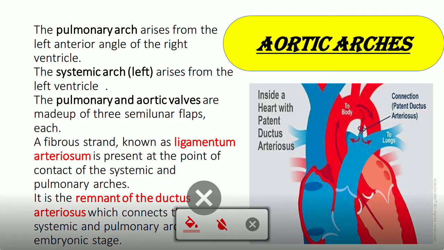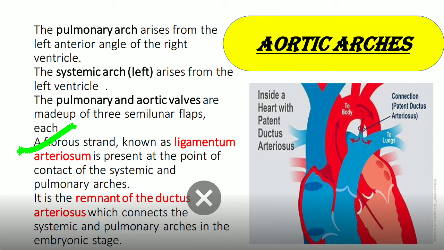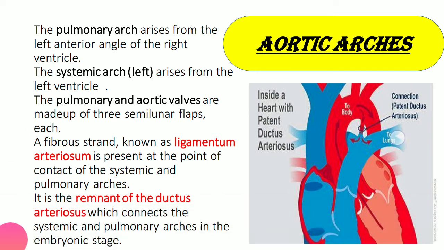This connection is the ductus arteriosus, and a fibrous strand, here I have written it, known as ligamentum arteriosum, is present at the point of contact of the systemic and pulmonary arches. So if they ask what the contact is known as at the place of these two arches, the pulmonary arch and aortic arch, you have to tell that it is the ligamentum arteriosum. It is the remnant of the ductus arteriosus, which is the connection between these two arches in the embryonic stage. Understood? Now coming to the next slide.